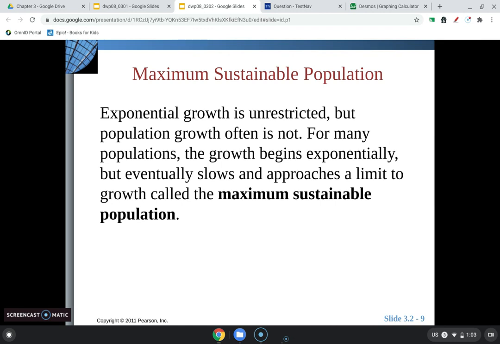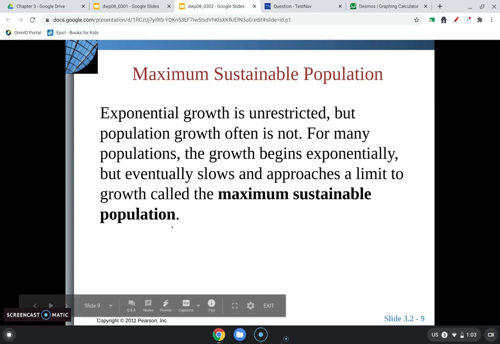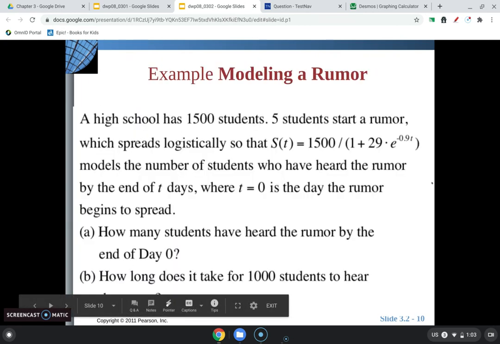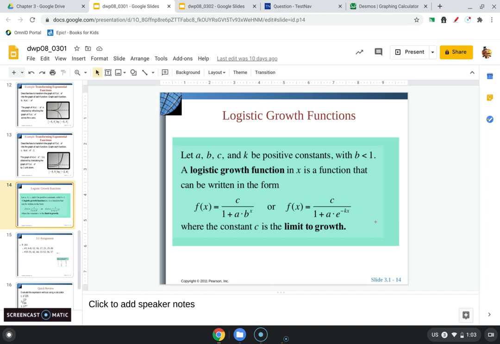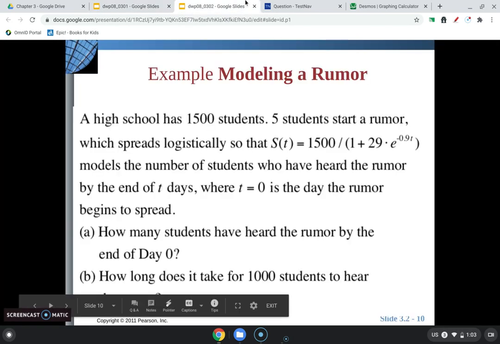Growth exponentially, but sometimes it'll approach a limit called the maximum sustainable population, meaning you're going to have a cap on how high it can go. So that's going to use our logistic growth function, and that C value at the top is going to be your limit to growth. It's never going to get any higher than that.